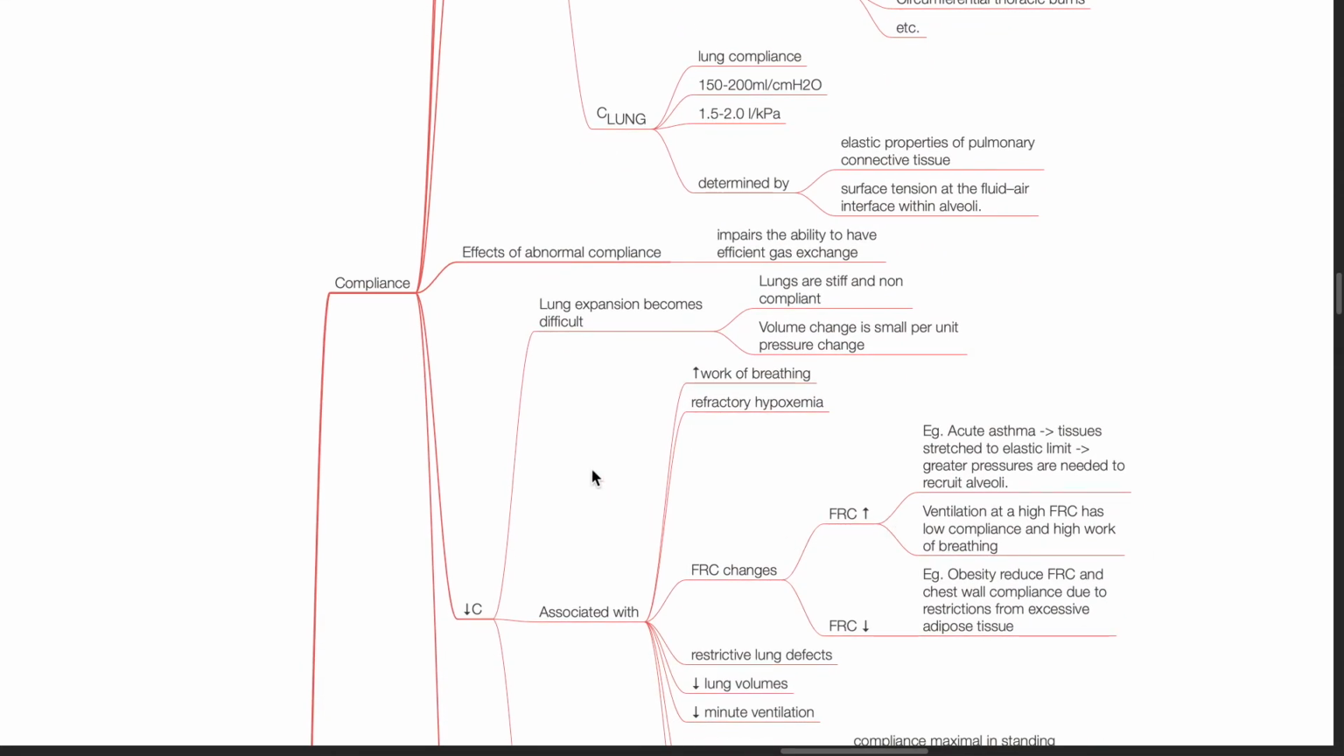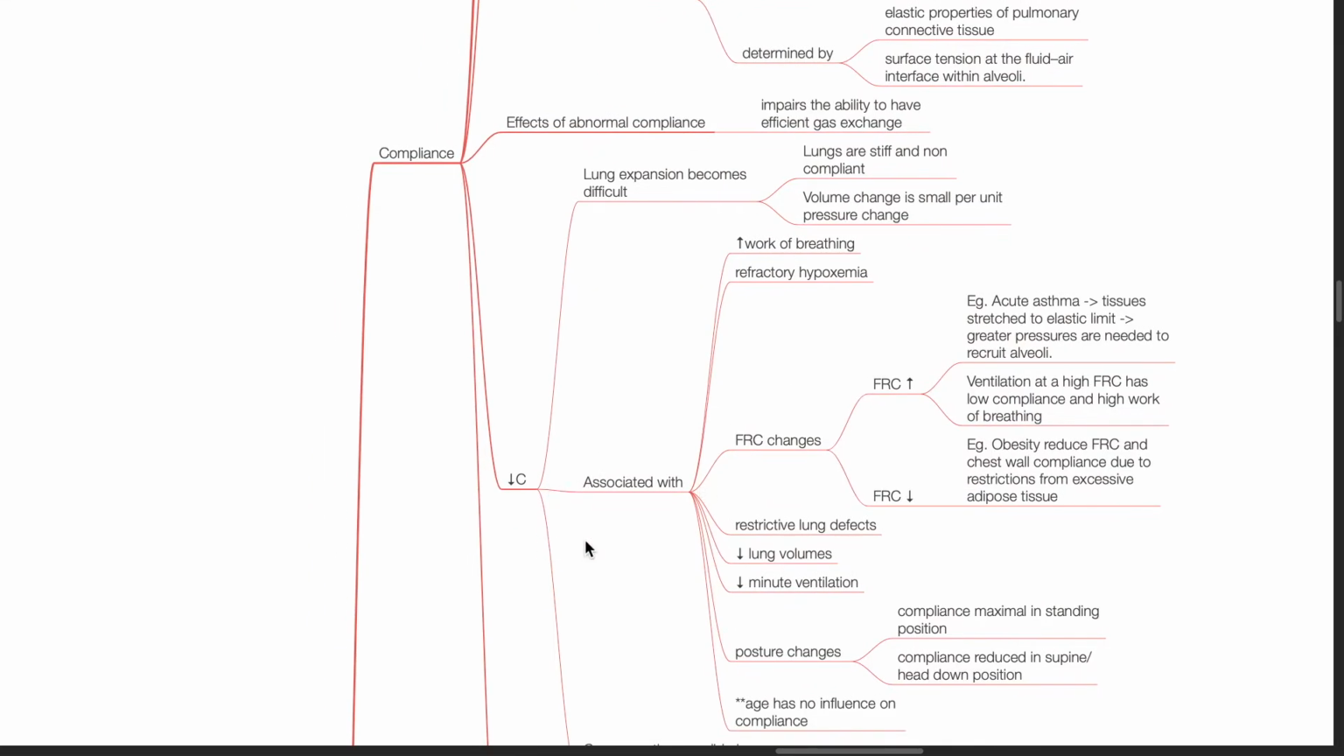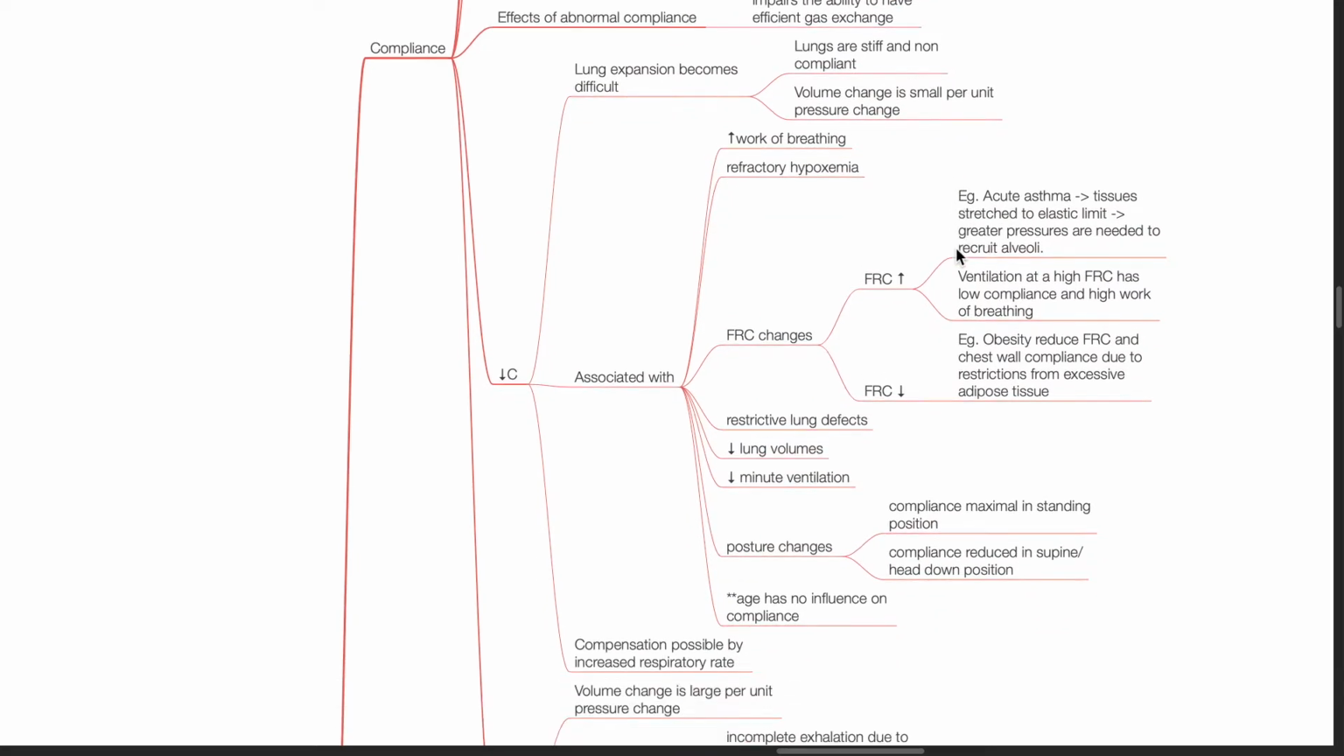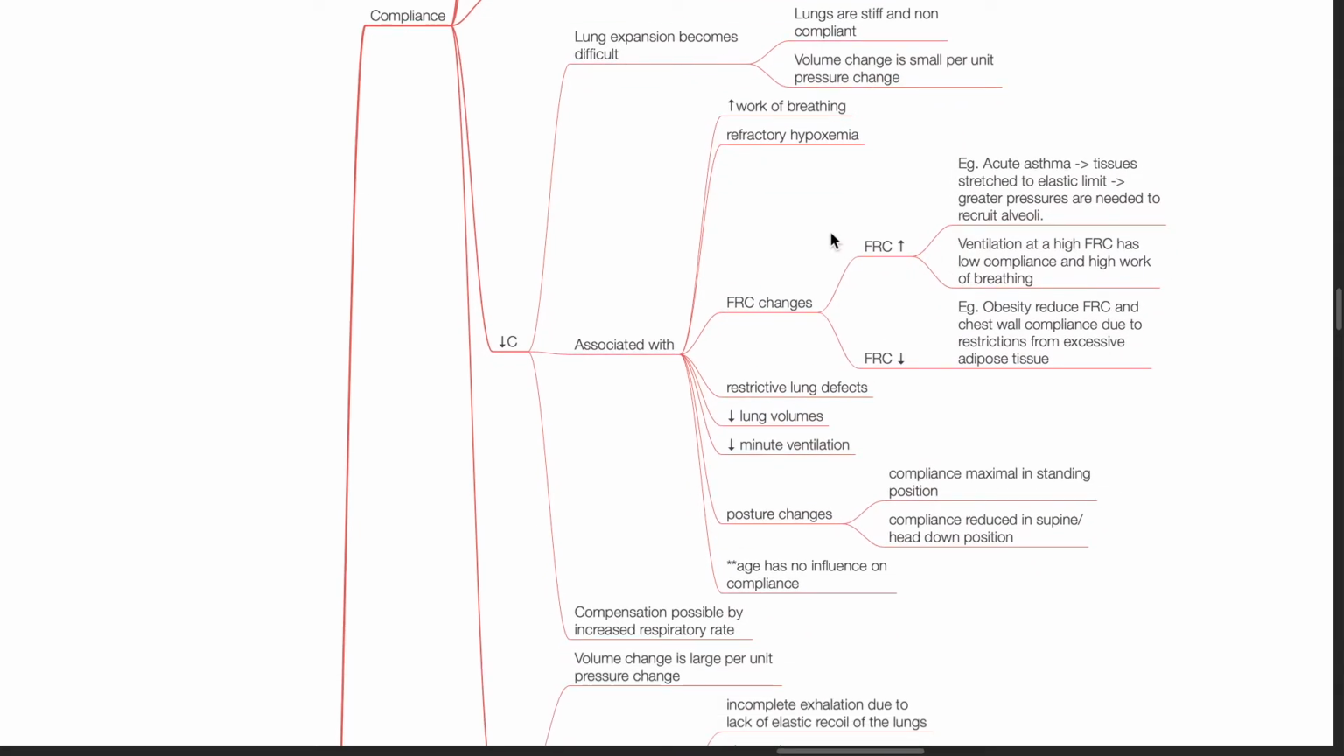Abnormal compliance impairs the ability to have efficient gas exchange. During reduced compliance, lung expansion becomes difficult, lungs are stiff and non-compliant, volume change is small per unit pressure change. Reduced compliance is associated with increased work of breathing, refractory hypoxemia, changes in FRC, restrictive lung defects, reduced lung volumes, reduced minute ventilation, and posture changes. Age has no influence on compliance.